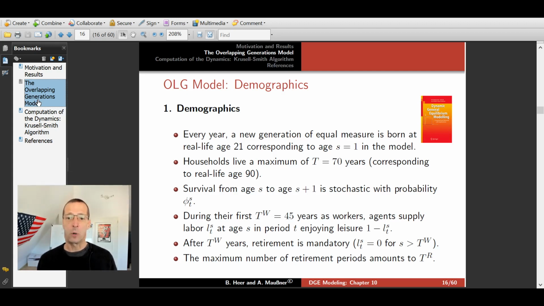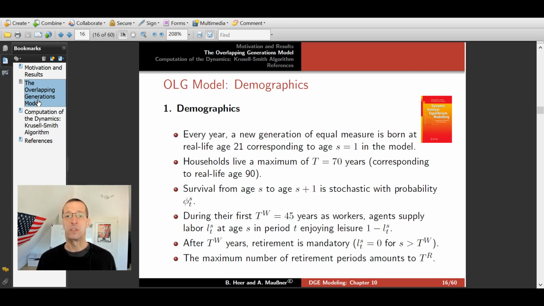So we have 70 cohorts in our model. Agents live from age 21 till age 90, which correspond in our model to periods 1 through 70. Each year, a new generation is born at age s equal to 1, and the survival from age s to age s plus 1 is stochastic. So we denote this survival probability with phi_{s,t}, so the probability of surviving from period t to t plus 1, from age s to s plus 1, is described by phi_{s,t}.